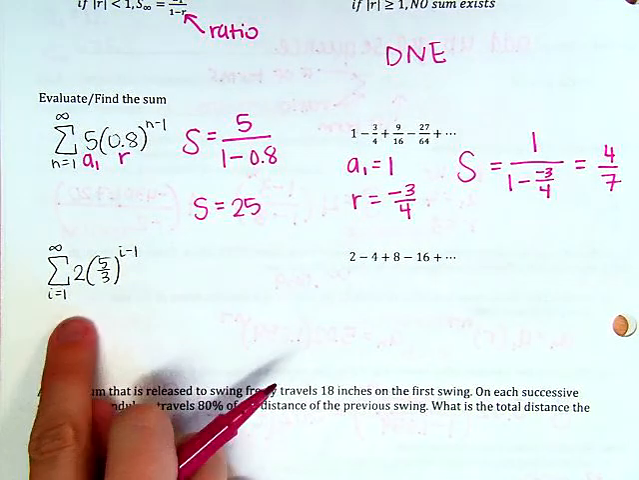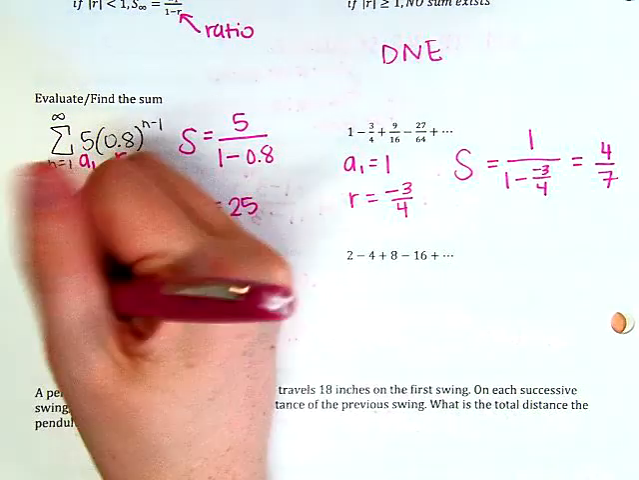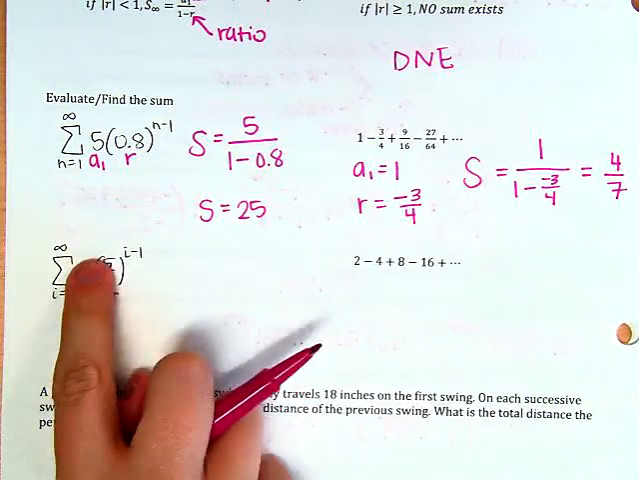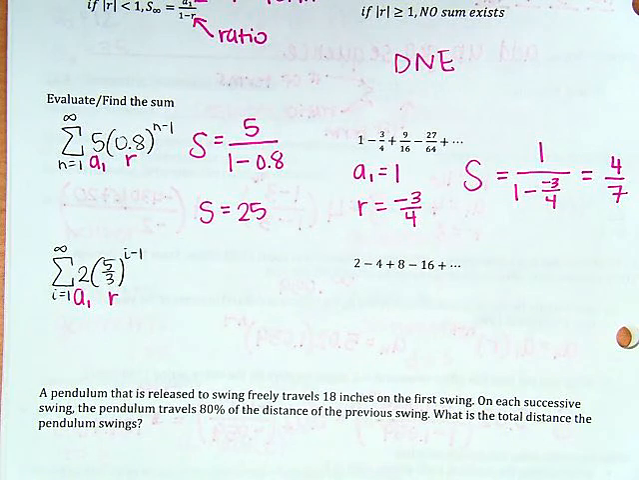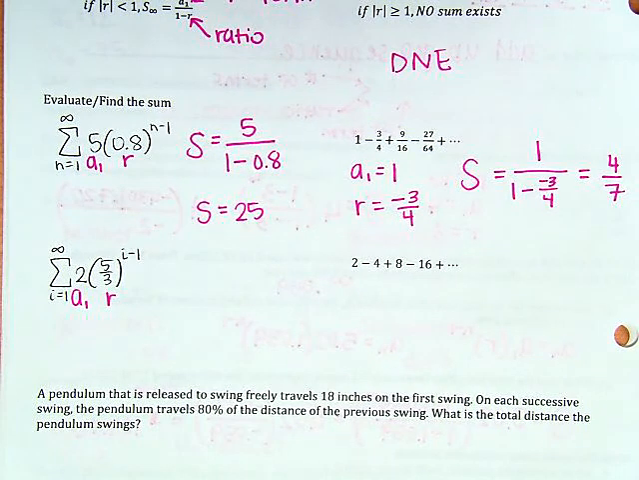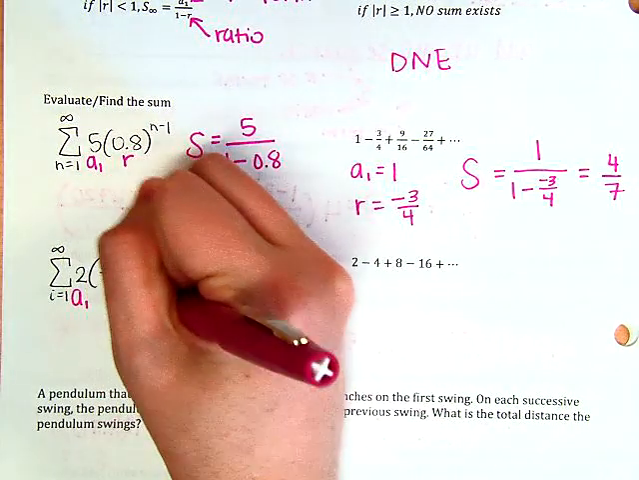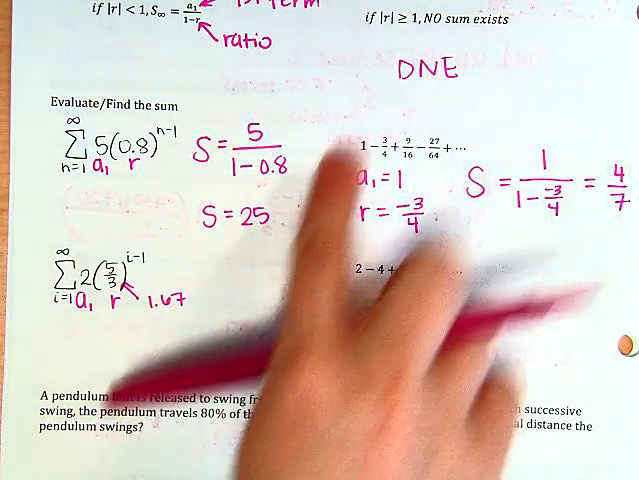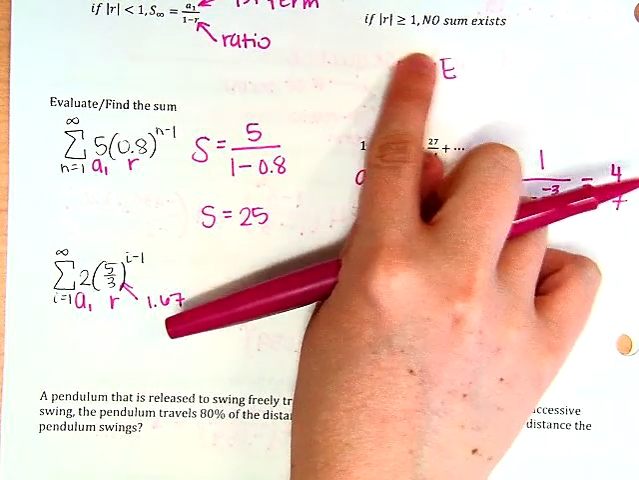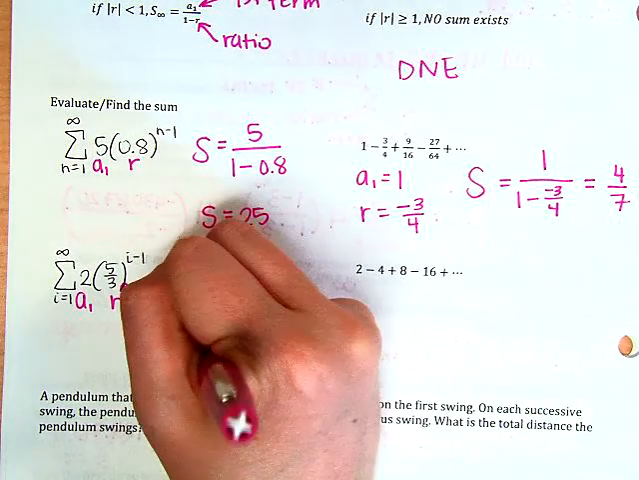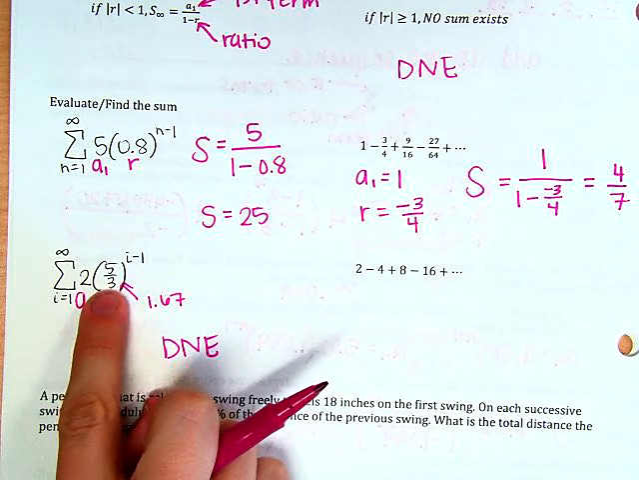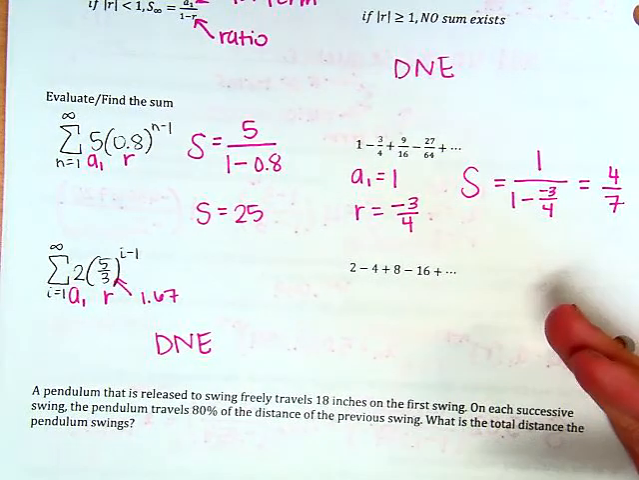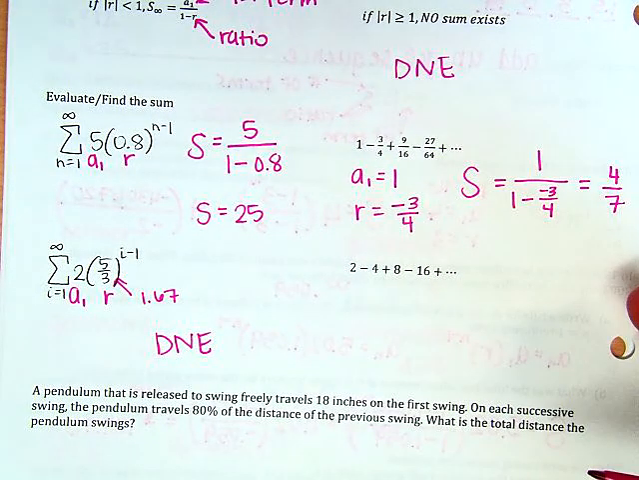Next one, my first term, my ratio, 5 over 3. If I plug into my calculator 5 divided by 3, I get 1.67. Is that bigger than 1 or less than 1? That is definitely bigger than 1, which means my sum does not exist. And if you think about this, every time it's getting bigger and bigger. Well, if it just keeps growing, it just keeps growing to infinity. So there is no sum.